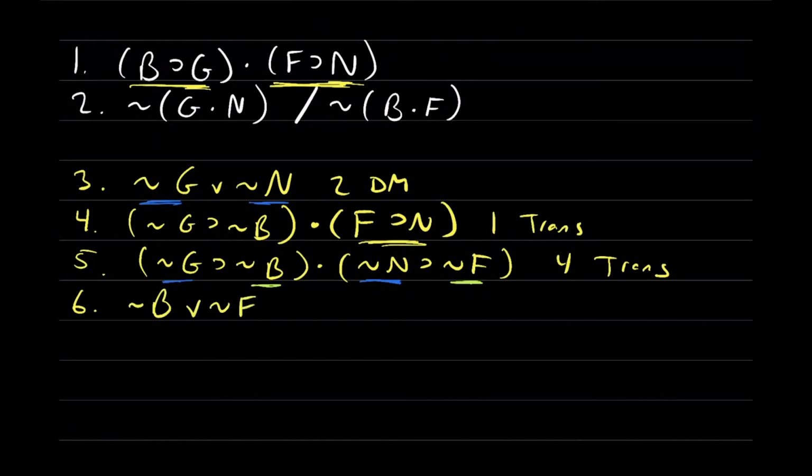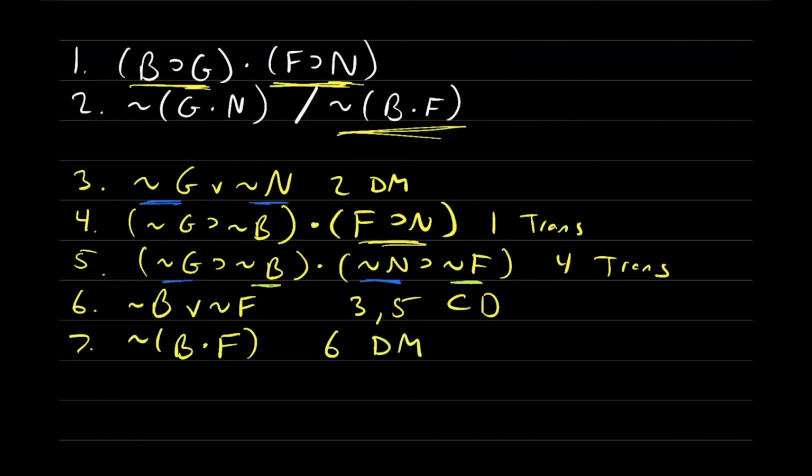And that's going to follow from lines 3 and 5 by constructive dilemma, CD. And we're very nearly done with this proof. Notice now that the conclusion is the negation of B and F. And if I applied De Morgan's rule to that, we would have what we have on line 6, not B or not F. So I can get the conclusion, the negation of B and F, from line 6 by De Morgan's rule.